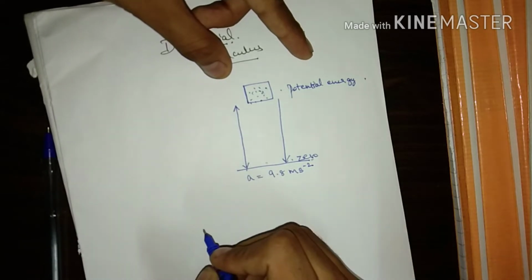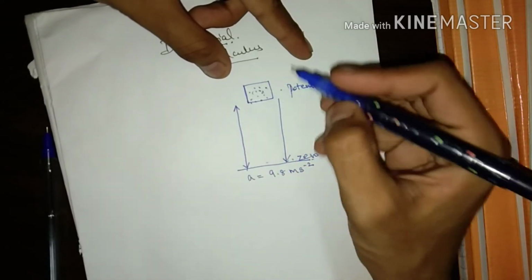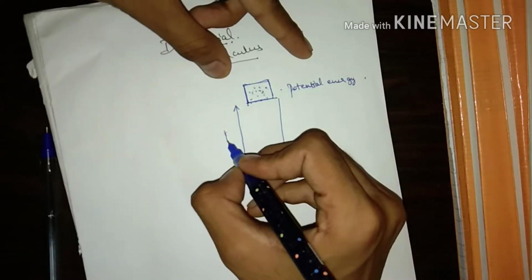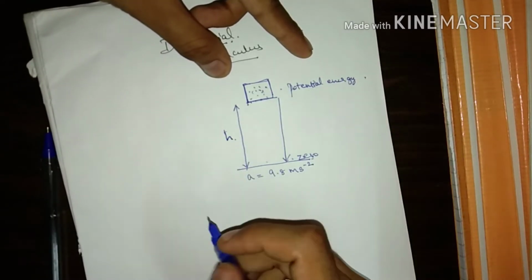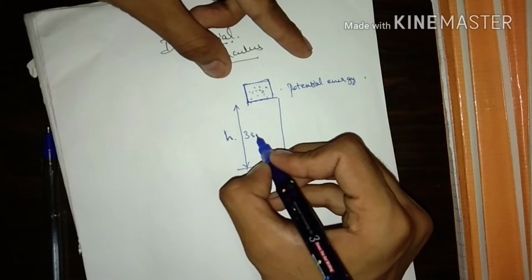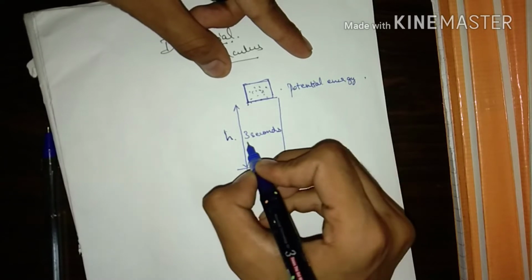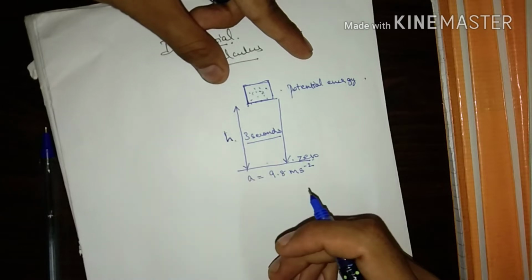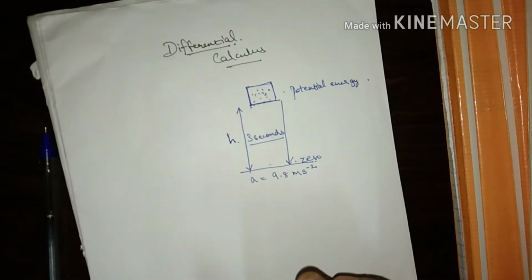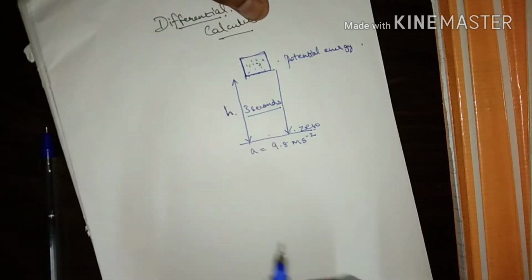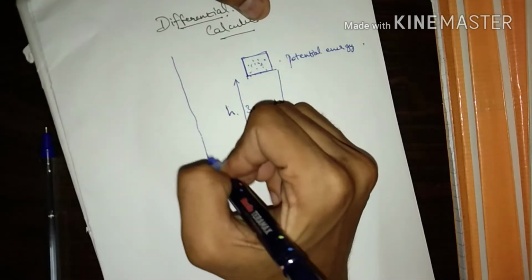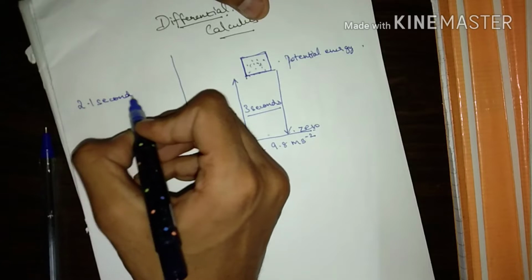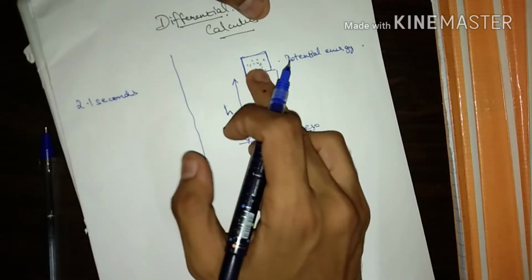Let's assume the acceleration due to gravity is 9.8 meters per second squared. Let's assume that this object at height h takes 3 seconds to come to the ground. Suppose I'm a scientist, a physicist, observing everything, and I ask you: at exactly 2.1 seconds, what would be the position of this object?